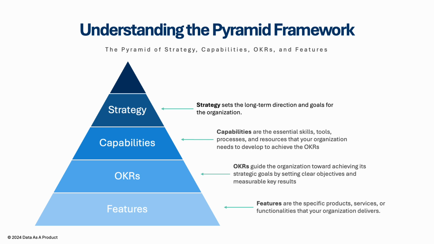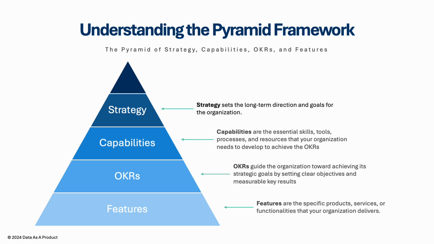At the top of the pyramid is strategy. Strategy sets the long-term direction and goals for the organization. It determines what the organization aspires to achieve at a macro level. OKRs are tightly aligned with this strategy, ensuring that the capabilities developed are not just random improvements, but deliberate strategic investments that push the organization closer to its overarching goals.